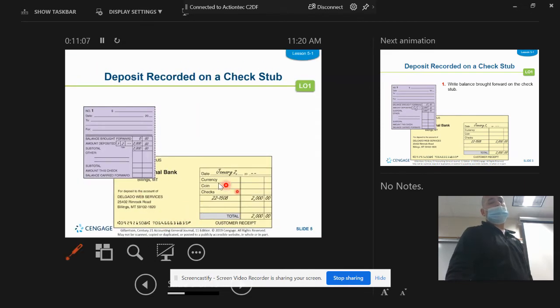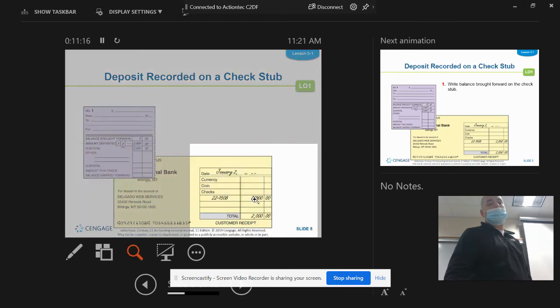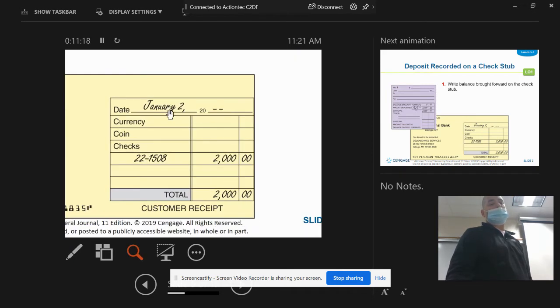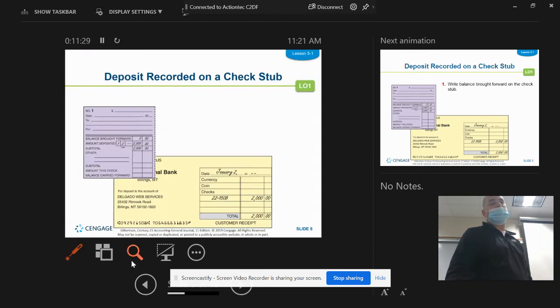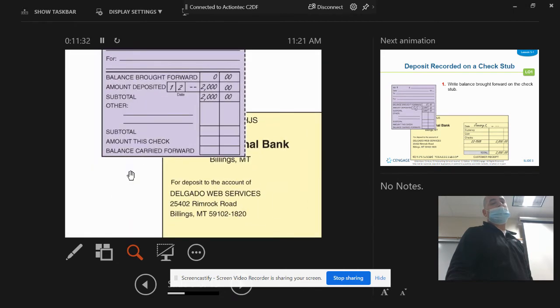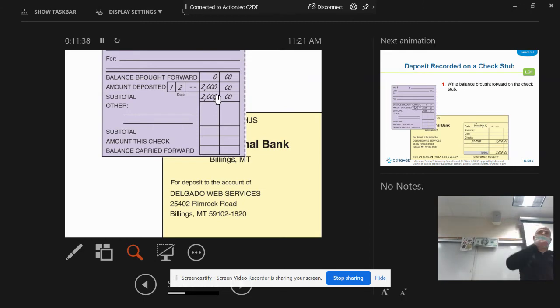And that is at the same time as my deposit slip that I gave to the bank. So on January 2nd, they sort of reflect one another. On January 2nd, I deposited this check into my bank account for $2,000, for a total of $2,000. And now I'm saying my balance in my checking account is $2,000. Pretty straightforward. Okay.